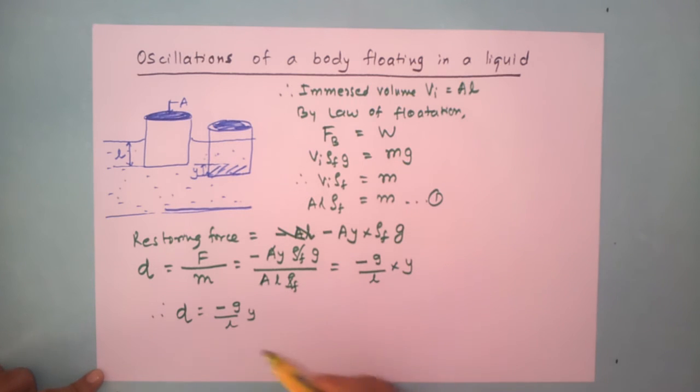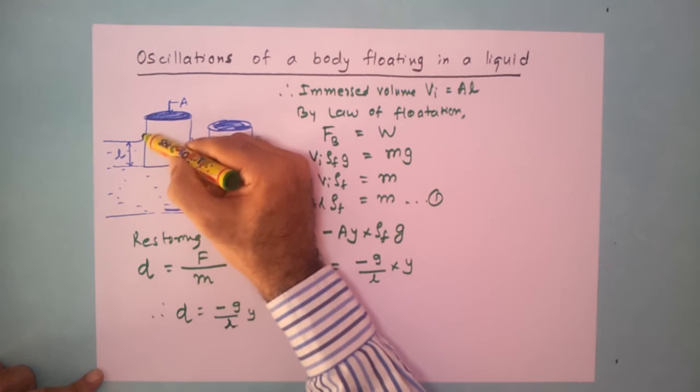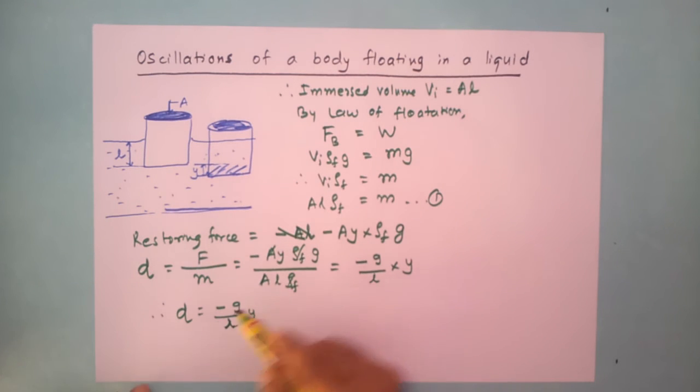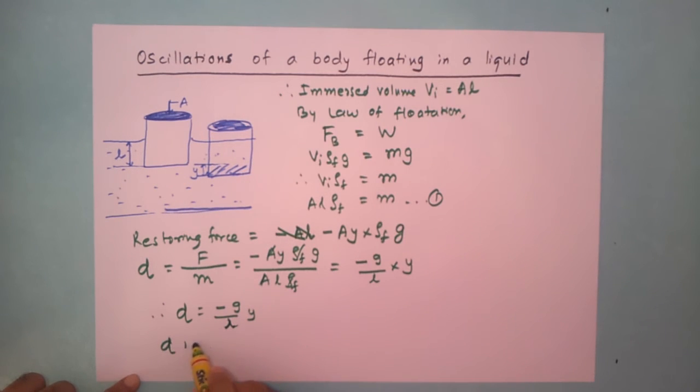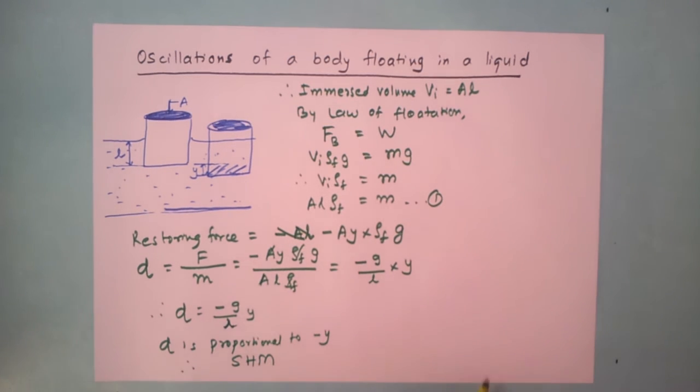And again, we have got an equation where g and L are constant. g is the acceleration due to gravity, L is constant, it's not going to change, and therefore alpha is proportional to minus y. And therefore, the oscillations are simple harmonic in nature.